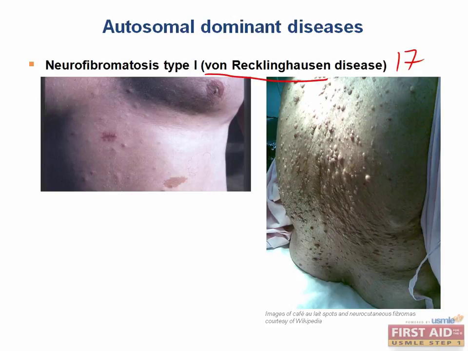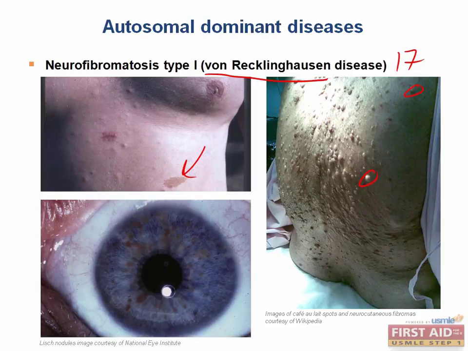Findings in this disease include cafe au lait spots, like this one, and neurocutaneous fibromas, like these. There are also neural tumors, such as optic gliomas, scoliosis, and Lisch nodules, which are pigmented iris hamartomas, which you can see these brown spots here. Patients with NF1 are also more likely to get Wilms tumor, which are kidney tumors that typically occur in children.